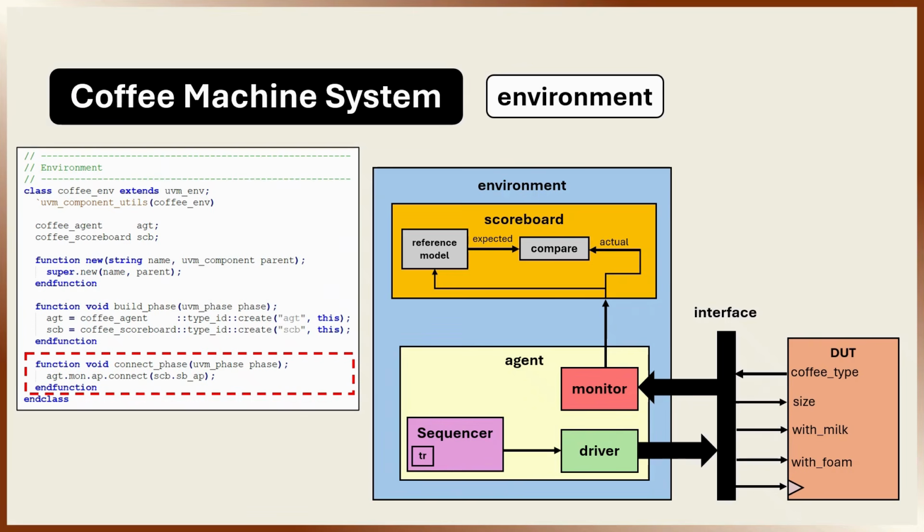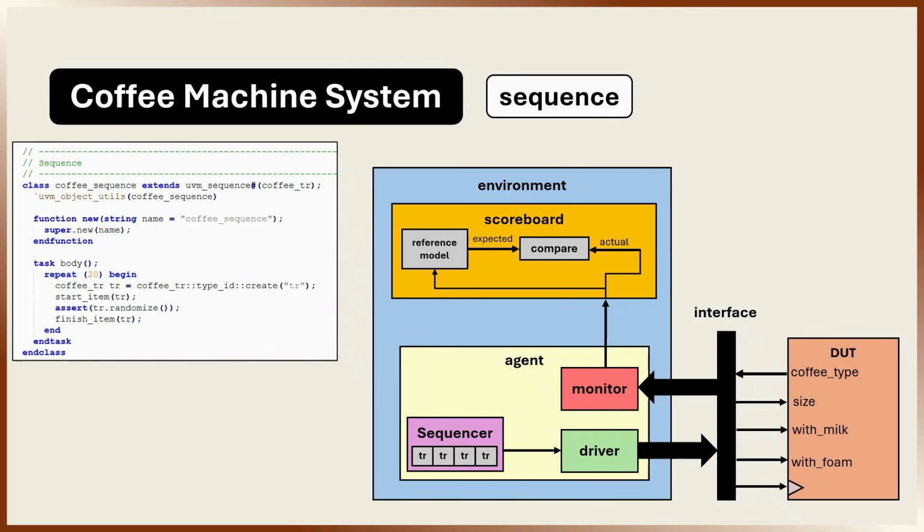After defining the environment, we move on to the sequence. A sequence generates multiple coffee orders and sends them to the sequencer. In the body of the sequence, we repeat the process 20 times. We create a new transaction, start it, randomize its fields, and then send it forward to be executed. Each transaction represents one new coffee order for the machine to process.